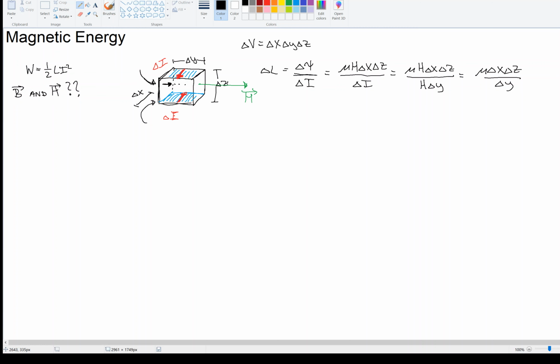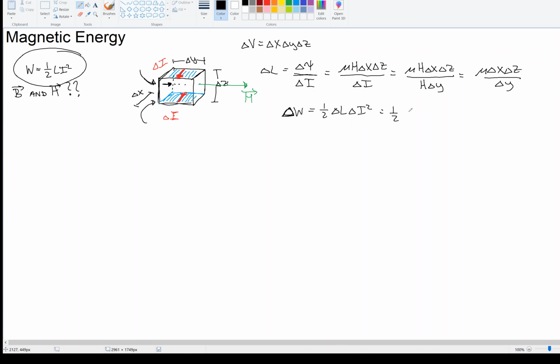All right, now remember we're interested in the energy, so let's bring that W back. So the energy in this little guy, and that's a delta, is 1/2 times delta L times delta I squared, right? We said the energy is, again, 1/2 Li squared. So we're just talking about deltas here, differentials.